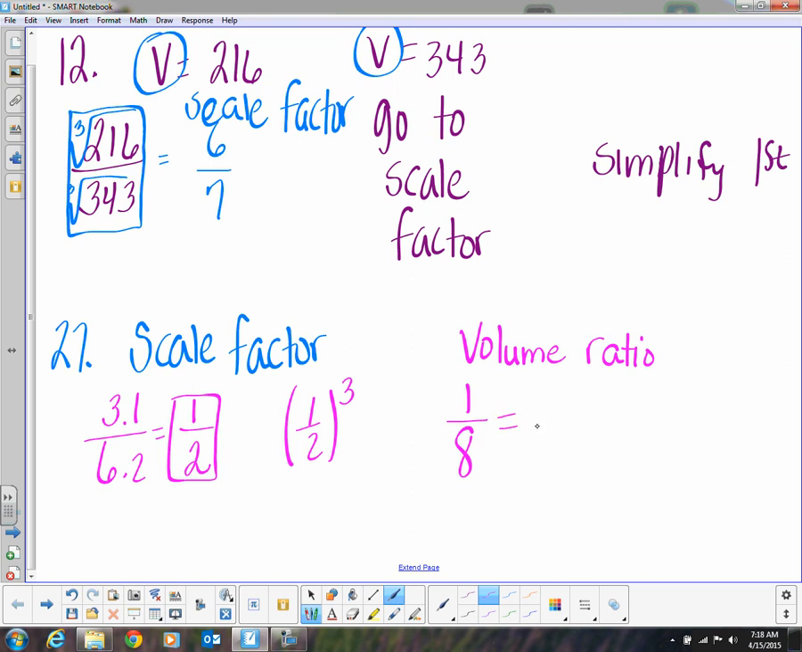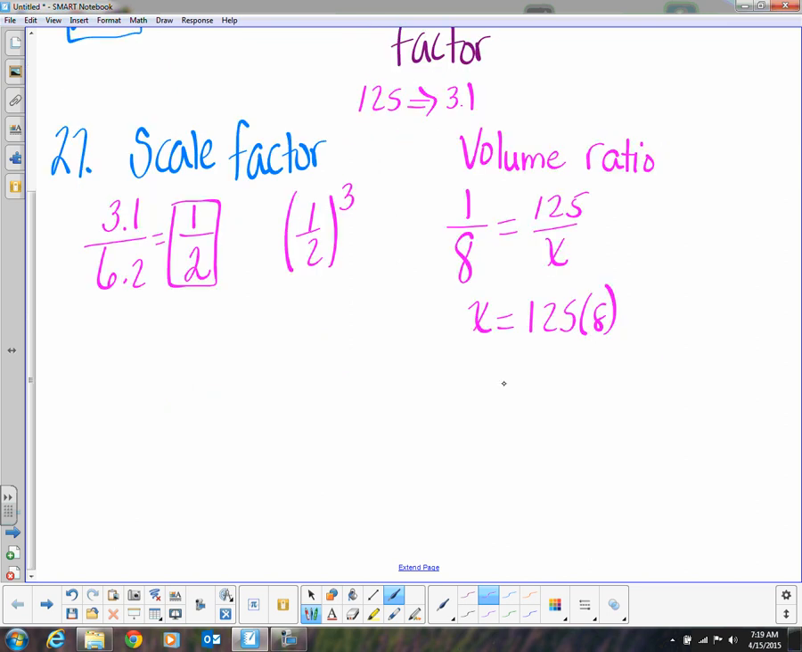Now that I'm in my volume ratio, I'm going to set it equal to 3.1 radius has a volume of 125. Do I put 125 on top or on the bottom? Okay, 125 is associated with the 3.1 radius. Was the 3.1 radius on the bottom? Was it on the bottom? No. So therefore 125 goes on the, and what are we looking for? The other sphere.